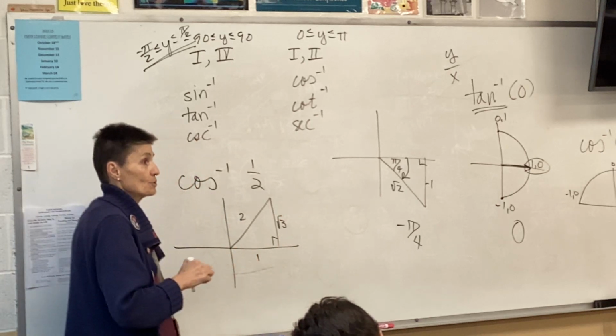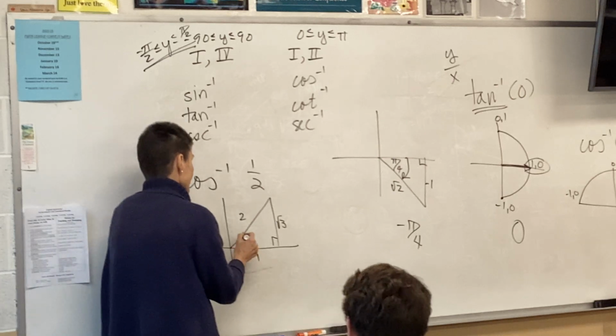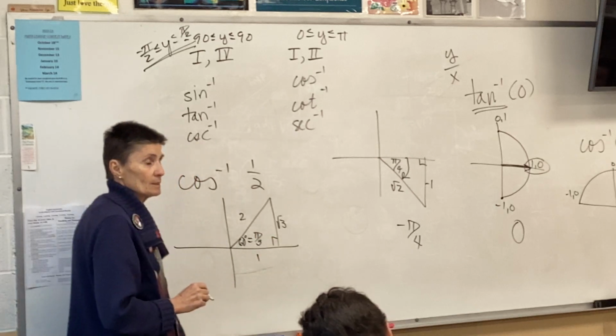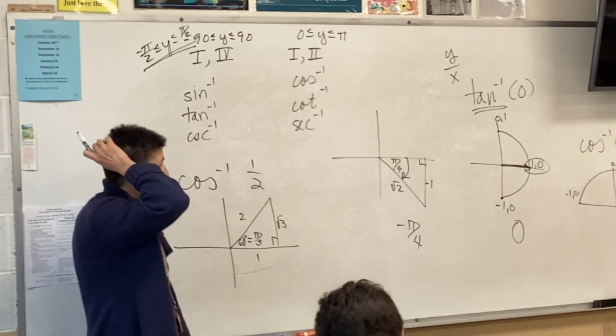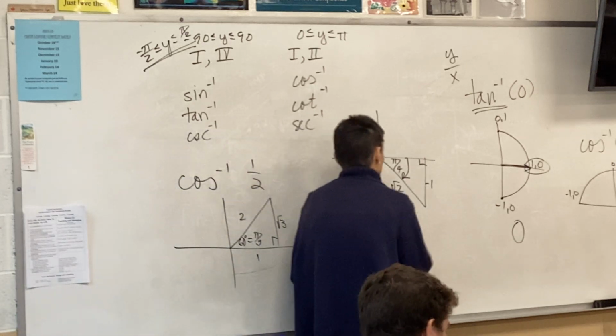What's the angle associated with that? 60 degrees, which is how many radians? Pi over 3. 60 is a third of 180. So pi over 3.